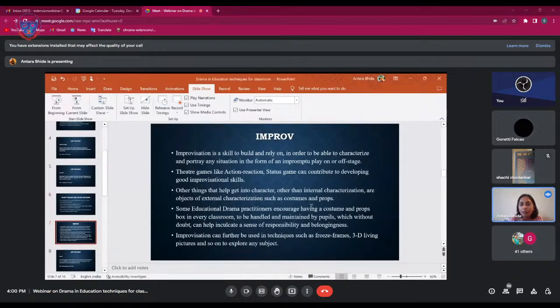So it's very, very helpful for improv, this game. This will help you understand the interactions, and this will help you play them out in different ways also. And, like, yeah, it makes you creative. Yeah, okay. So there are other things that help us get into it.